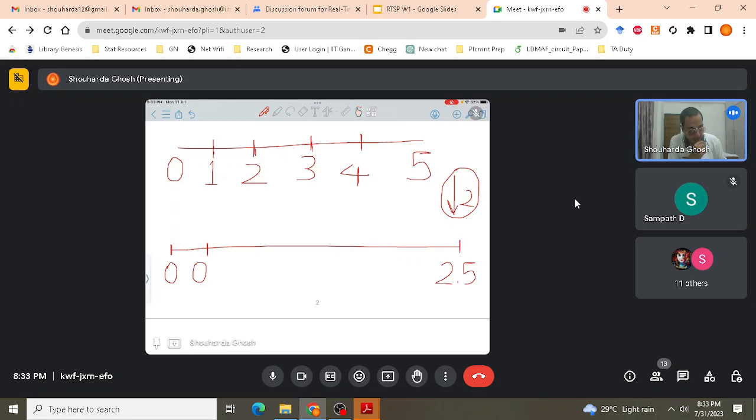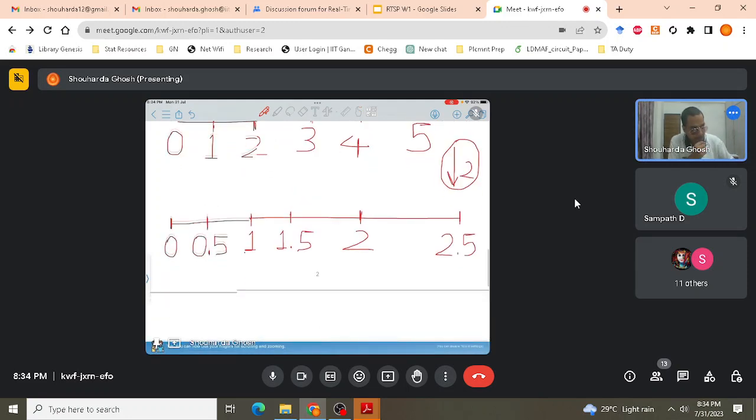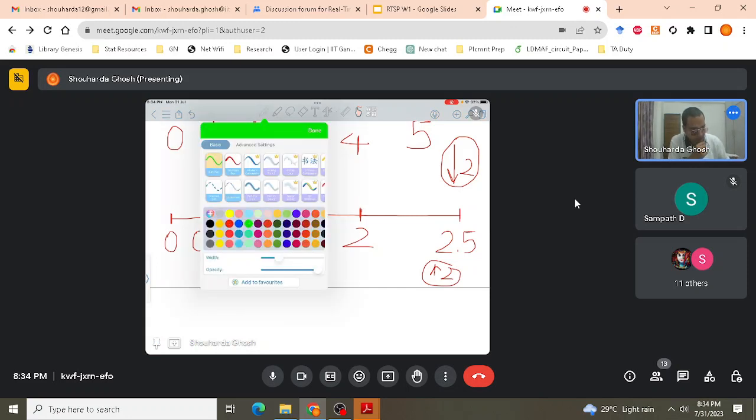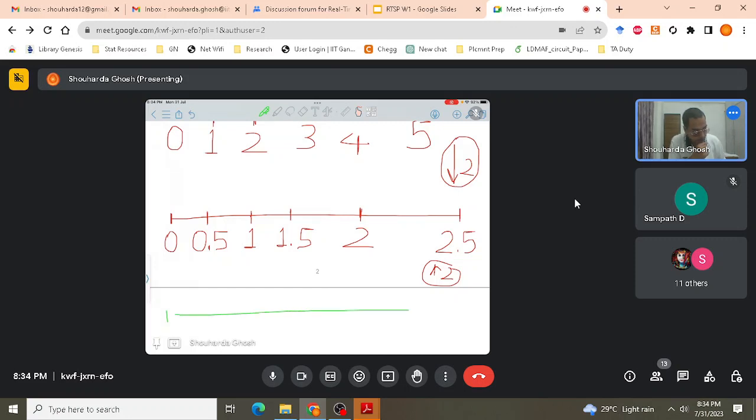So 1 goes down to 0.5, 2 goes down to 1, 3 goes down to 1.5, 4 goes down to 2. And let's suppose I scale it upward by a factor of 2, the original one. Okay, let me change the color. I should have made this one in green. So when I scale these from here to here, I get 0, 2, 4, 6, 8 and 10.